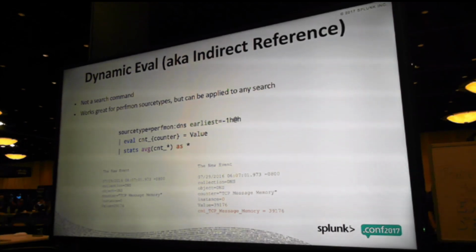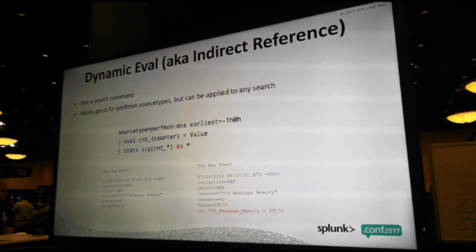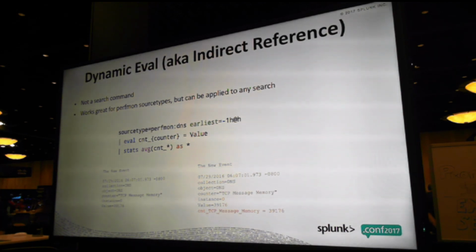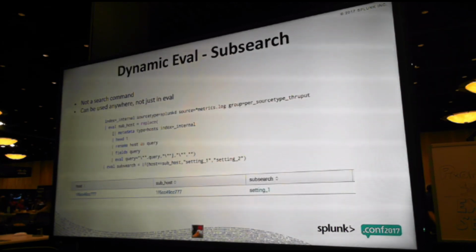Dynamic eval is indirect reference. You can create fields based on values of other fields. So in this example, CNT underscore curly braces counter equals value. We're pulling this out of DNS TCP perfmon data from Windows. You can say CNT of the counter is equal to the value in the same event. So now you have CNT TCP message memory equals the value. So now you can actually use that as averages other places and not just try to guess what the value is.